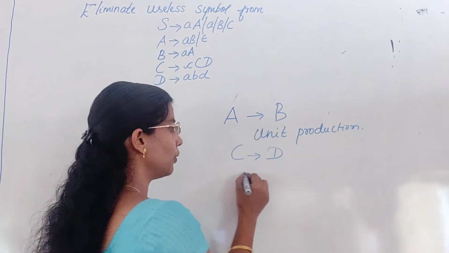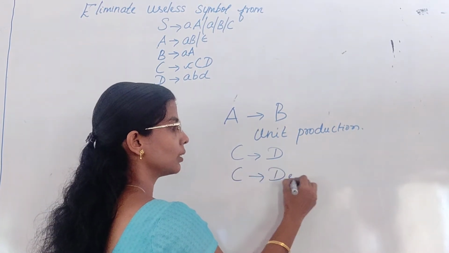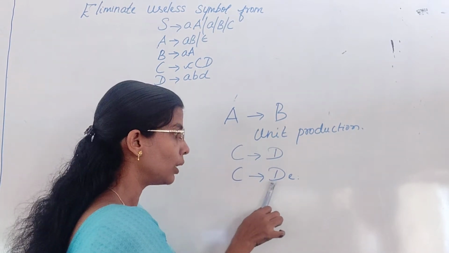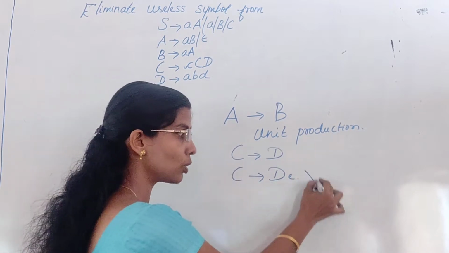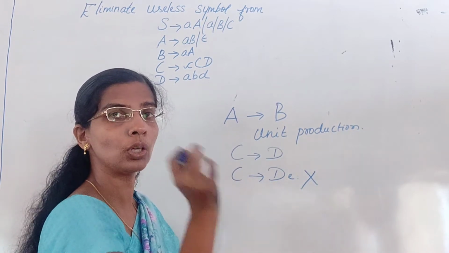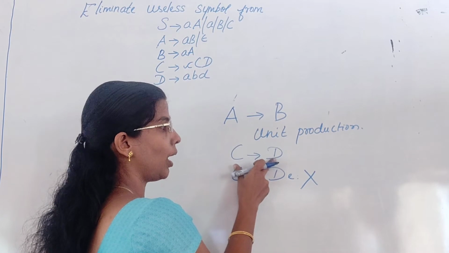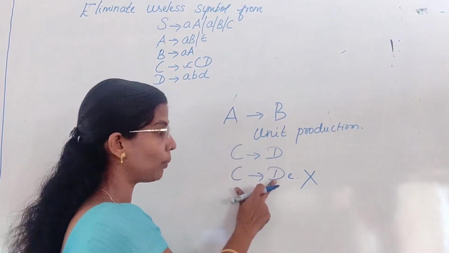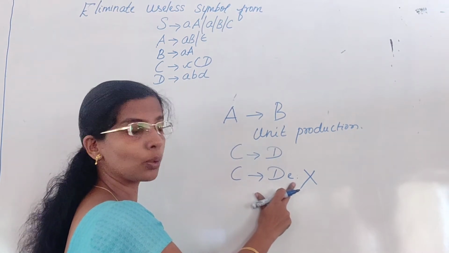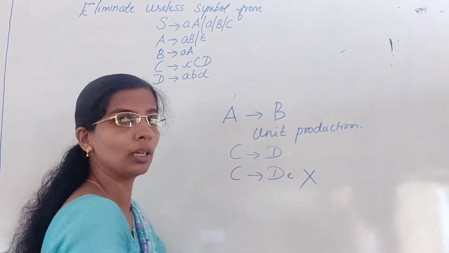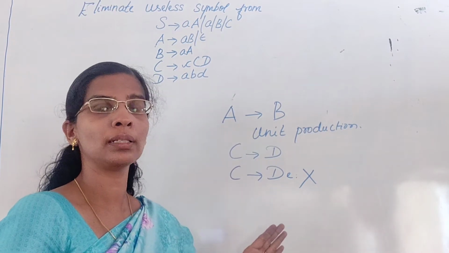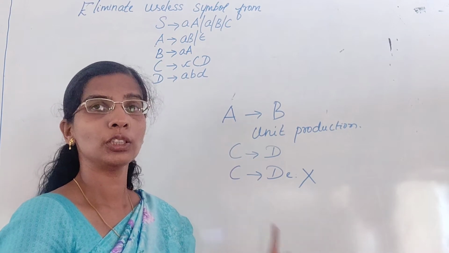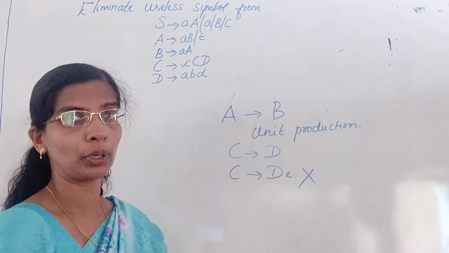If you have something like this, it is not a unit production. It is a combination of non-terminal and terminal, so it is not a unit production. You may ask, here I have only a single non-terminal, but you have a terminal also. So it is not a unit production. There should not be any terminals in the RHS. You should have only one non-terminal in the RHS. Such productions are known as unit productions.